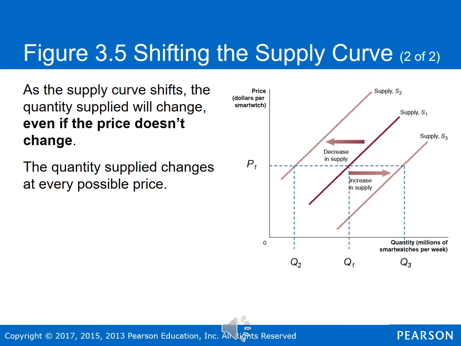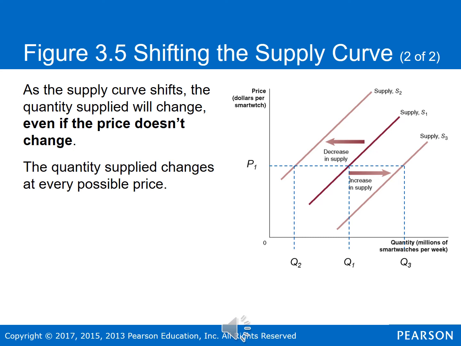Just like for our demand curve, when the supply curve shifts, the quantity supplied is going to change even if the price doesn't change. The quantity supplied changes at every possible price. So if there's an increase in supply, we shift it to the right from S1 to S3. Even if we remain at that initial price P1, the quantity supplied is going to increase from Q1 to Q3.